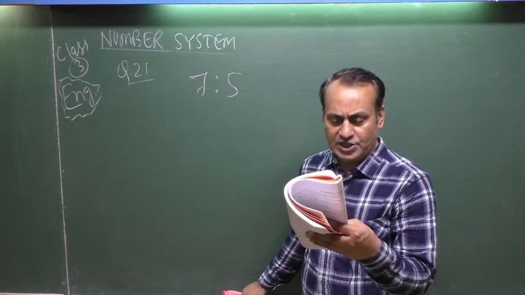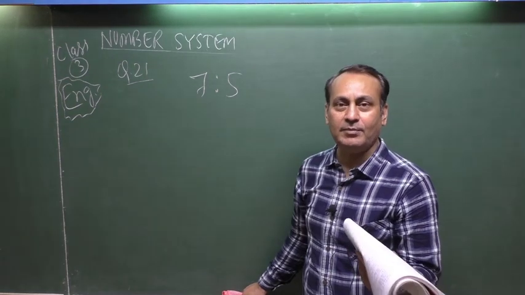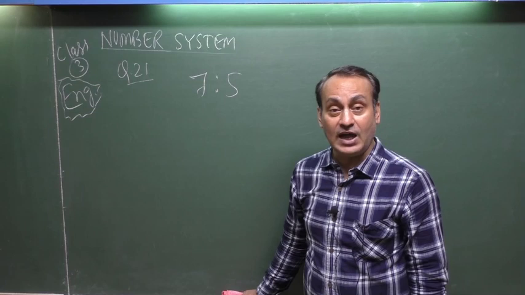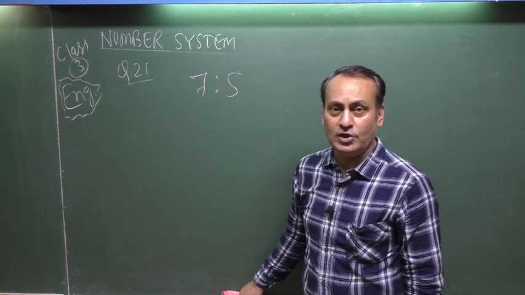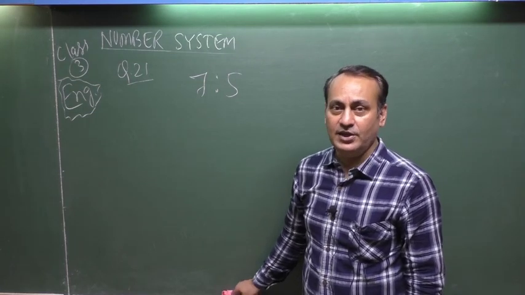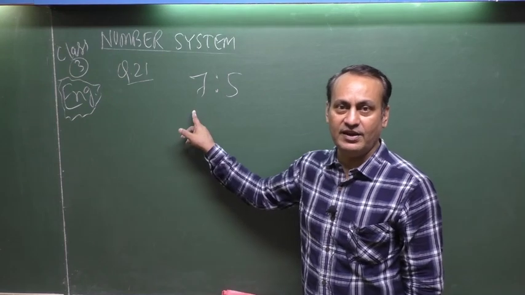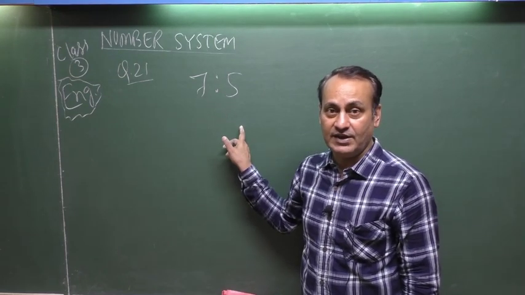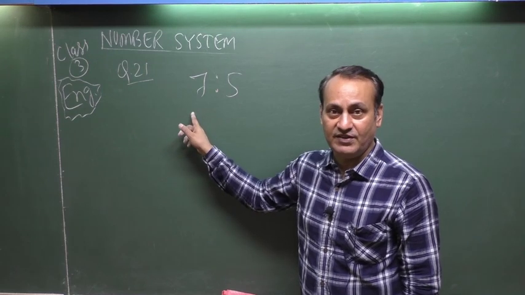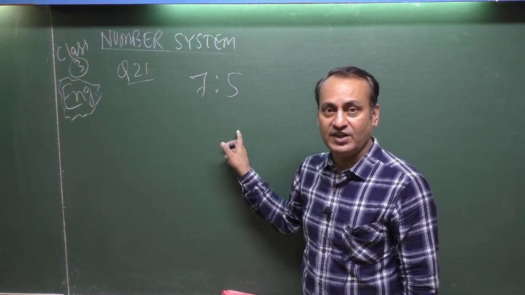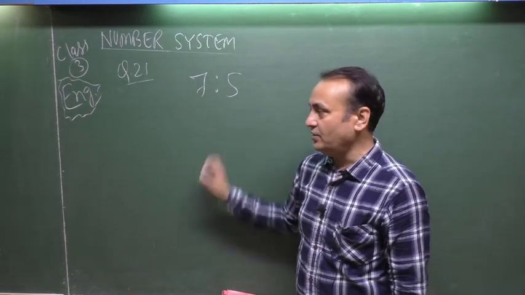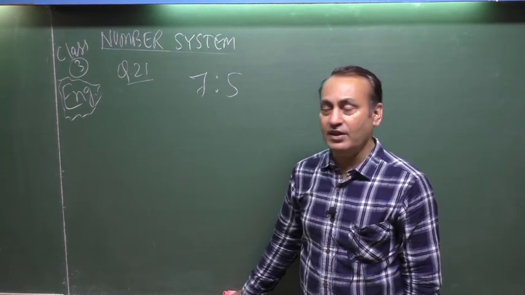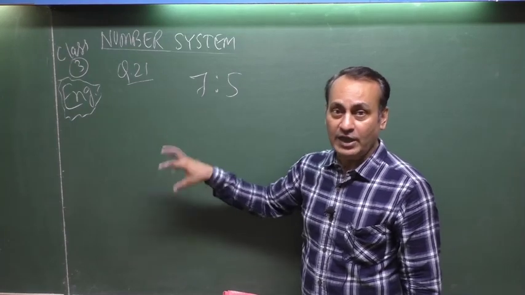If the smaller number is 45, then the value of the bigger number is? Whenever the numbers are in the ratio 7:5, it means if this number is 7, this number is 5. If this number is 7x, this number is 5x. If this number is 70, this number is 50. That means if the numbers are in a ratio, certainly the exact values will be in the same fold everywhere.